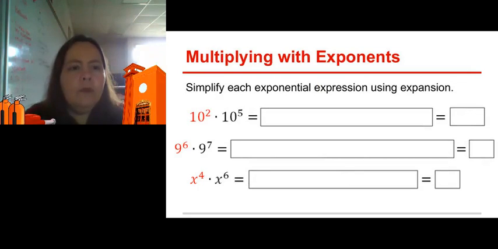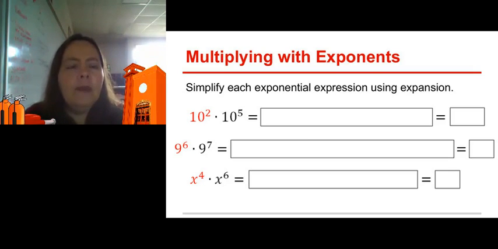Okay, here are some examples for you to try. I want you to simplify each exponential expression using expansion. You can show where you did your expansion in the long rectangular box and then put your refined answer in the smaller rectangular box where you will just have the base and the power. Pause the video and then come back when you're ready to check your answers.